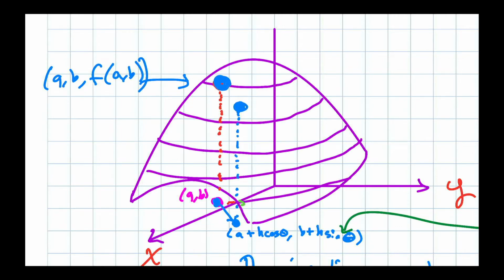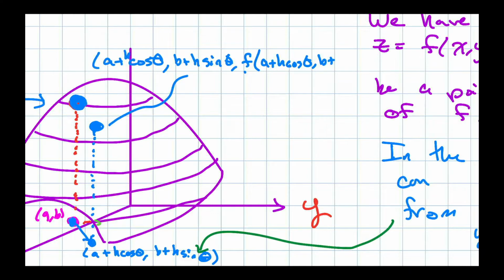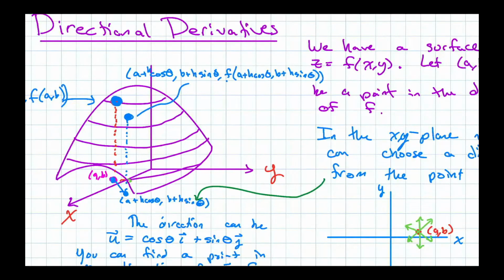So this point could be a plus h cosine theta, b plus h sine theta. And then the z value there could be f of (a plus h cosine theta, b plus h sine theta). Okay, so you get this other point here on the graph, right?